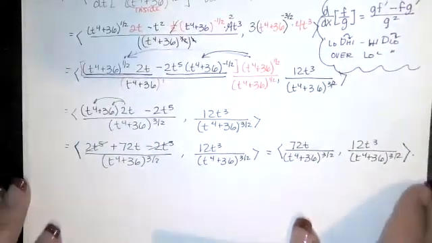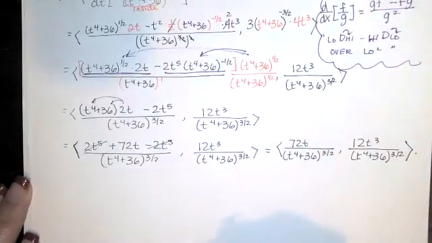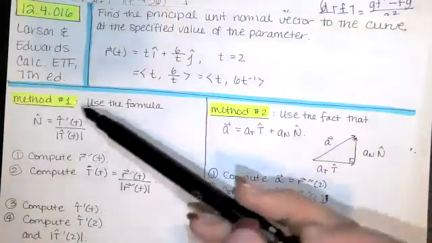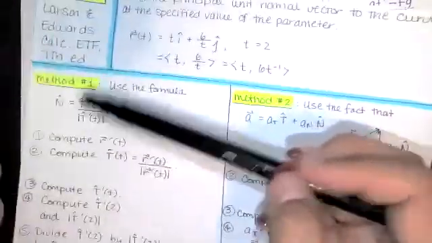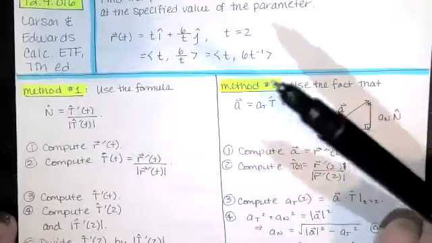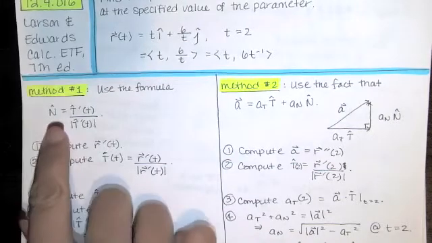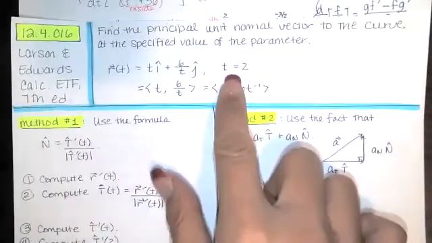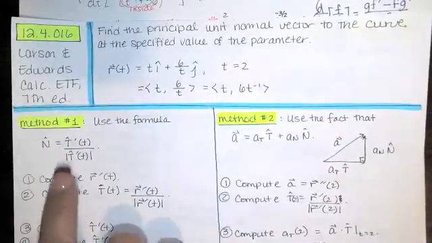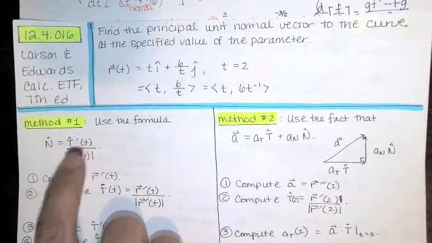All right. Now, if I needed n hat of t, if I wanted the principal unit normal vector at multiple points on my curve, or at multiple times, if I'm thinking of t as representing time and r as representing position, then I would want n hat of t, and then I would plug in the different values of that lowercase t, that parameter t. But that's not what I want. I want the principal unit normal vector at t equals 2. That means once I've differentiated, I can evaluate this at 2.